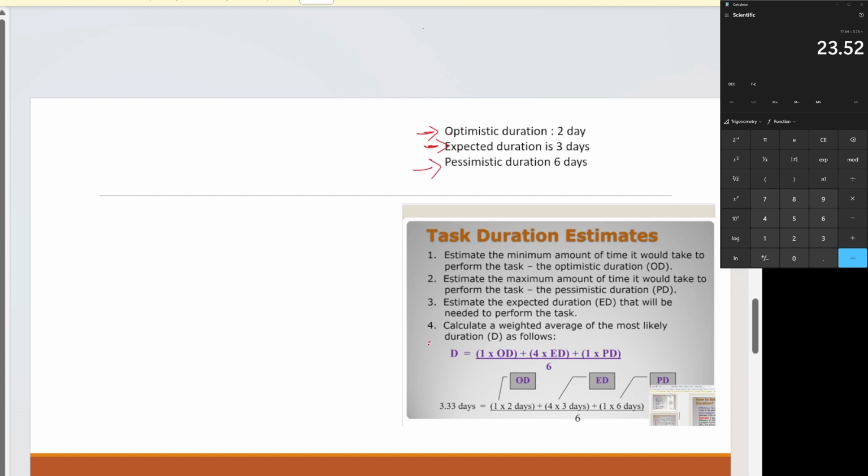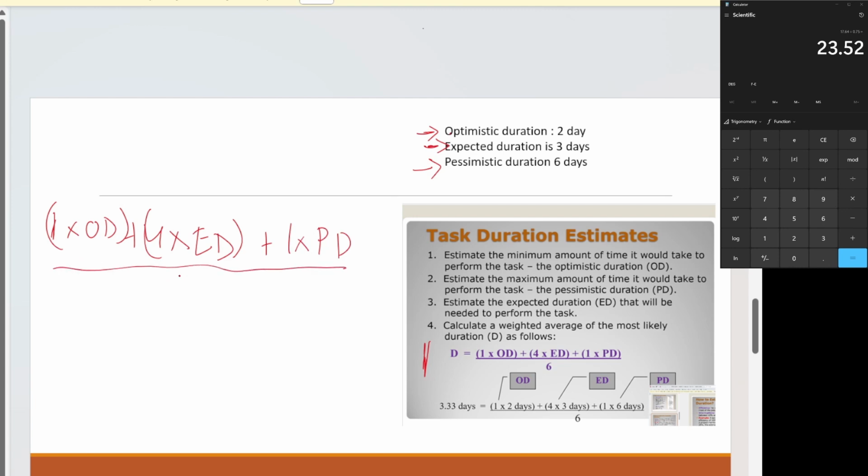And this is the formula you're supposed to memorize. This is how it looks. To calculate it, we have 1 multiplied by optimistic duration plus 4 multiplied by expected duration plus 1 multiplied by pessimistic duration. Take the answer and then divide it by 6.